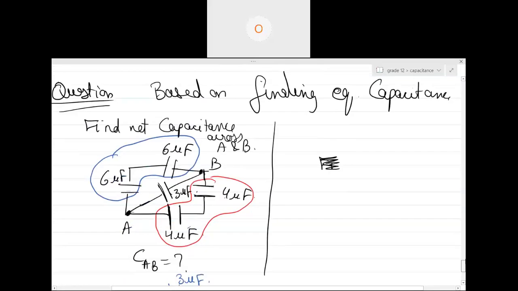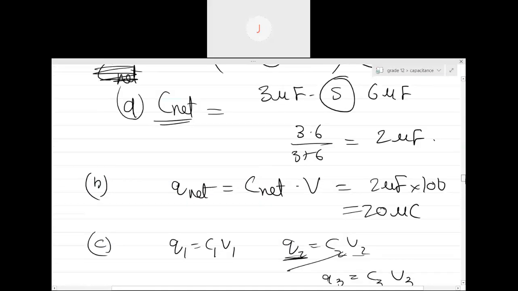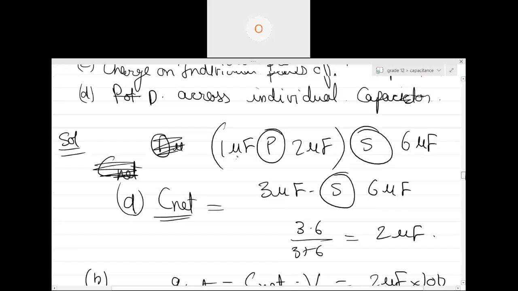Is this clear, guys? Yes, sir. Yes, tell me. In the previous question, any idea of what V1, V2, and V3 is?